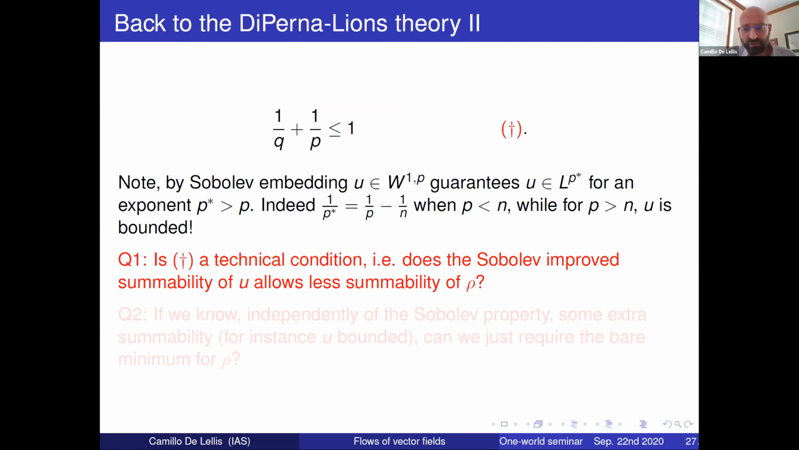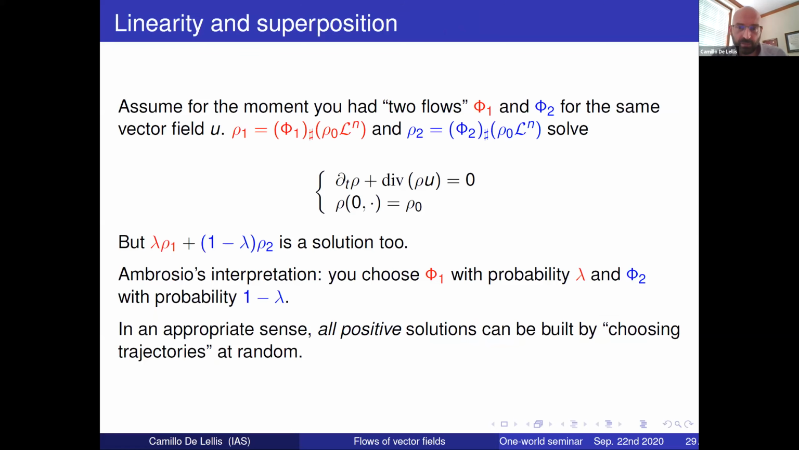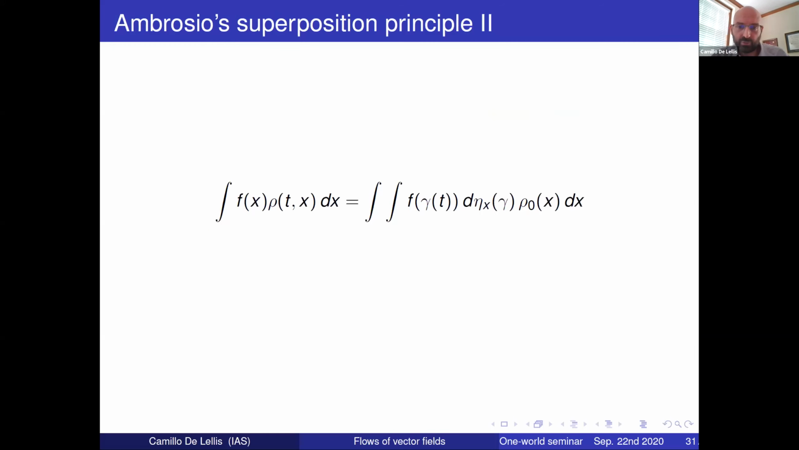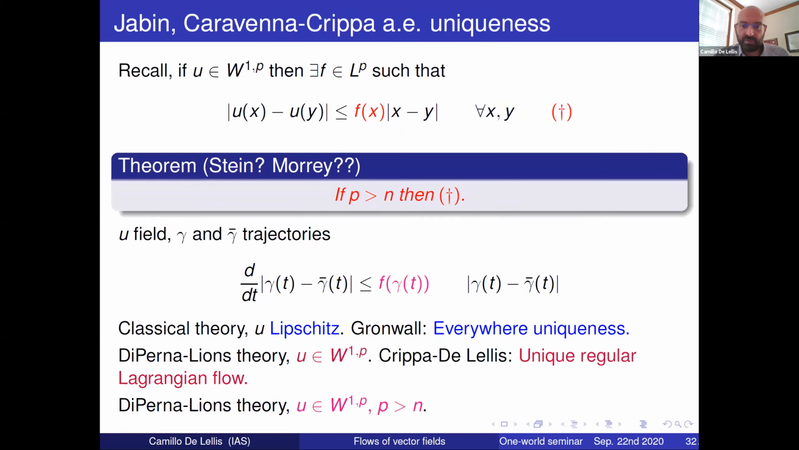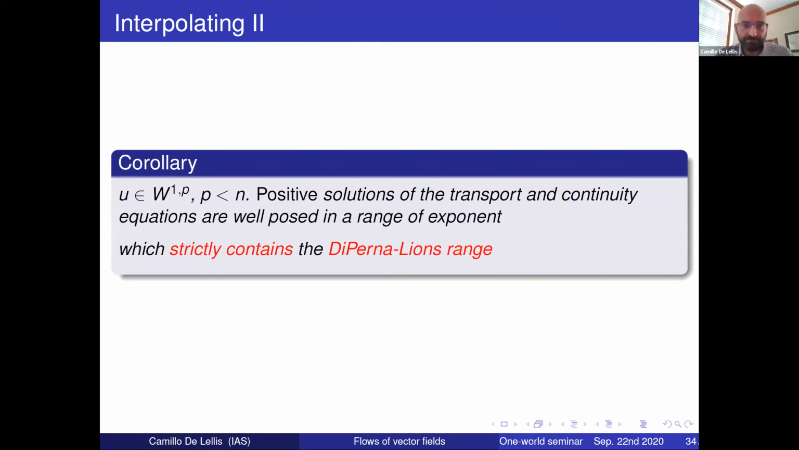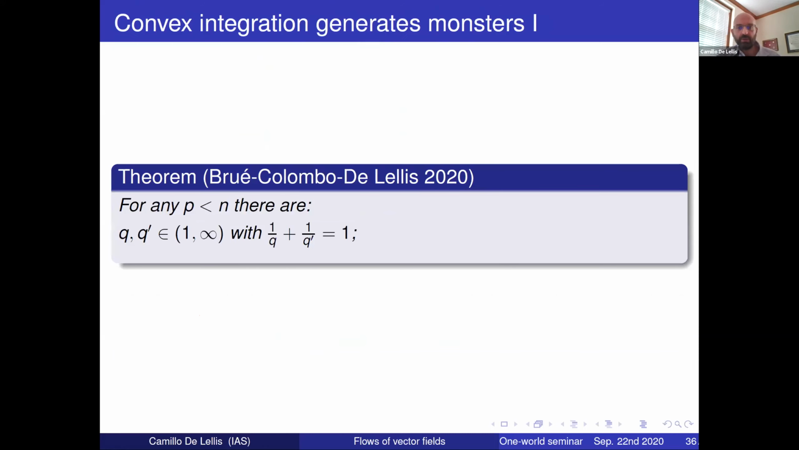And the question is, if I even assume extra summability, can I in fact go down in the exponents, in the summability exponent for the density, as much as I'm allowed by the extra assumption that I have on the Sobolev vector field? Okay, so now let me skip this and get to our theorem on the Sobolev transport equations. So this was an explanation on how we were going.